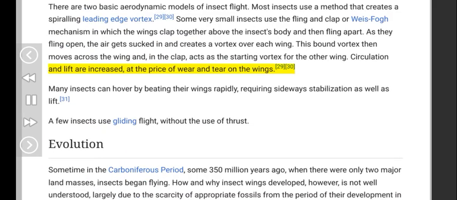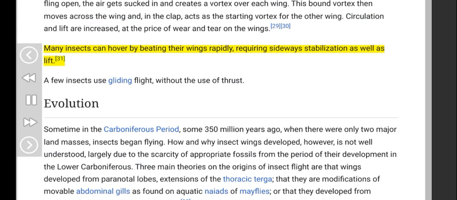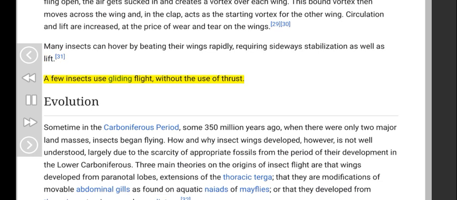Many insects can hover by beating their wings rapidly, requiring sideways stabilization as well as lift. A few insects use gliding flight, without the use of thrust.